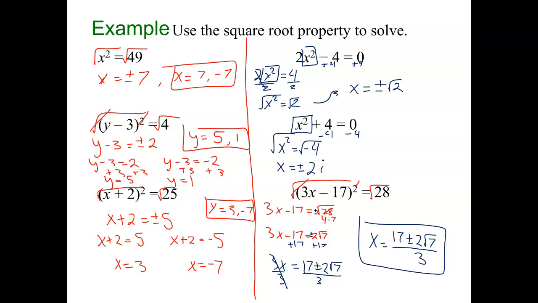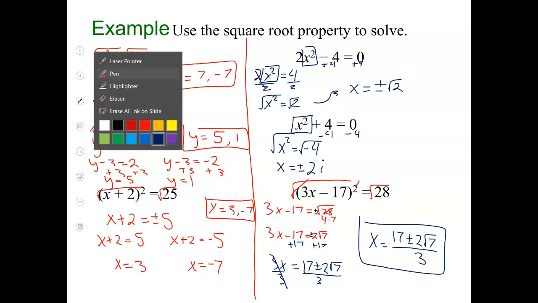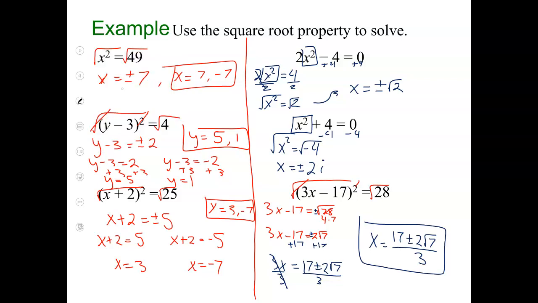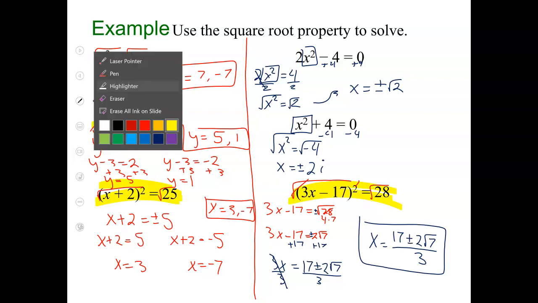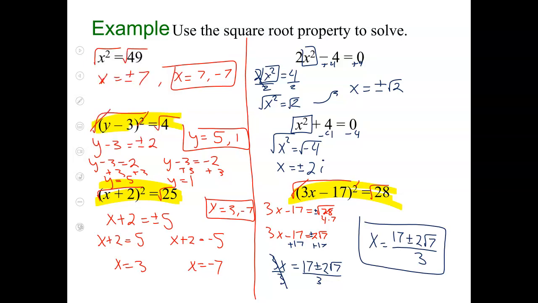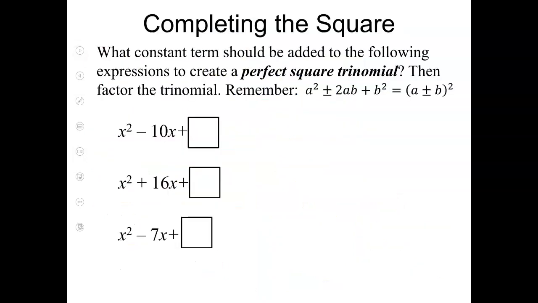When we are completing the square, which is next, it will end in this process of square root property. Okay? When we complete the square, we are trying to force an equation to look like this, or this, or this. That's what we're going to be forcing out of a quadratic that can't be factored, is something that looks like that. So let's move into completing the square.